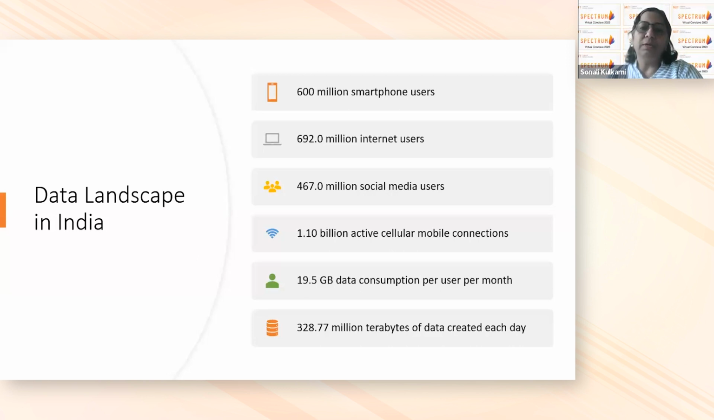So as of today, there must be more than 600 million smartphone users, 692 million internet users, a lot of active cellular mobile connections and social media users. The data as of January was saying that 300 plus million terabytes of data is being created every single day. Now the question is, what can we do with this data? What are people doing with this data? And what are the businesses actually utilizing this data for? This gives birth to a lot of opportunities, which requires a lot of skills. And I'll be talking about all this today.